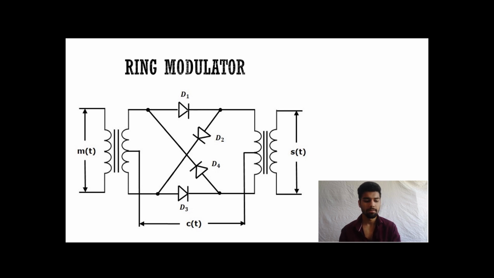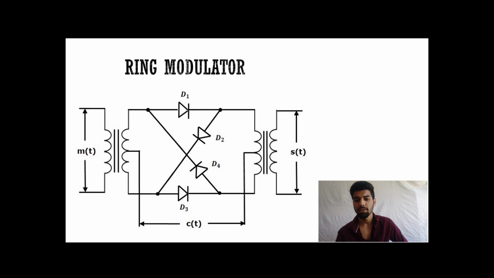So here are two cases. But we will talk about it later. Now, yeah, the two cases are without message signal, that is m(t), and with message signal, that is m(t).